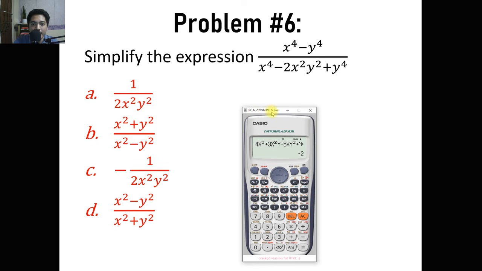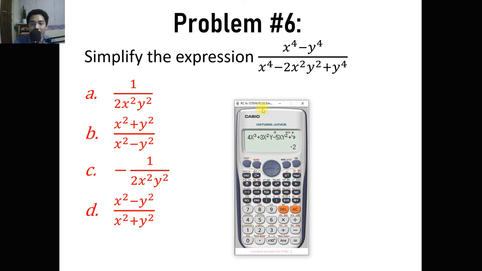Simplify the expression x raised to 4 minus y raised to 4 all over x raised to 4 minus 2x squared y squared plus y raised to 4. For me, it's a hard question because I hate factoring in algebra, so I have to use a calculator.